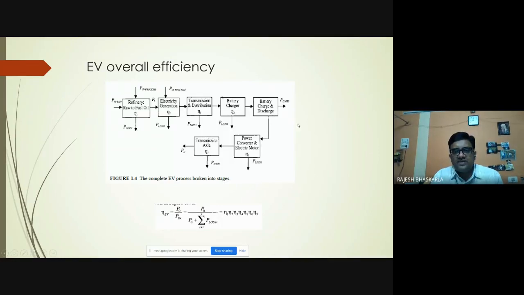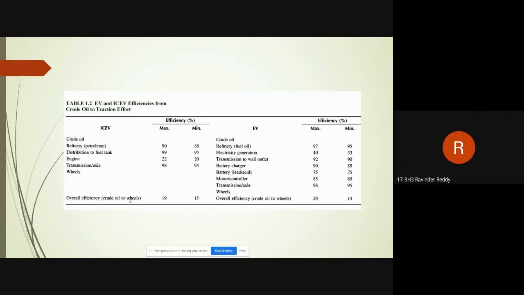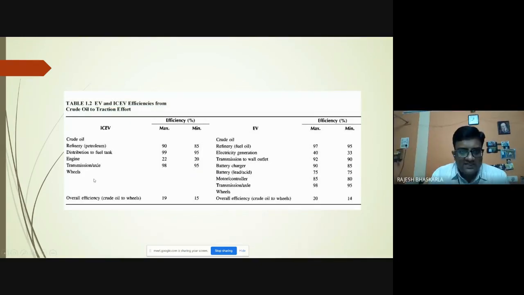Suppose if you consider all the efficiencies by using a thermal power plant, okay, let us assume that this is a thermal power plant, then there will not be much difference in the efficiencies. You can see that in the next slide. See here on the left side, is my slide visible to everyone? Yes, sir. Okay. So here on the left side, you can see an internal combustion engine vehicle. Okay. So if you observe its efficiencies at the crude oil level, its efficiency is maximum, at the crude oil petroleum, it is 90%. Okay. Here 99%. But here in the engine efficiency, what is the engine efficiency? 22%. So now drastically it has come to 19%.